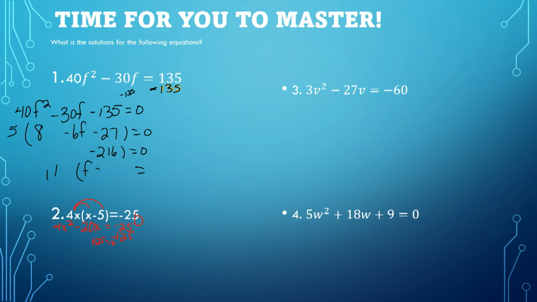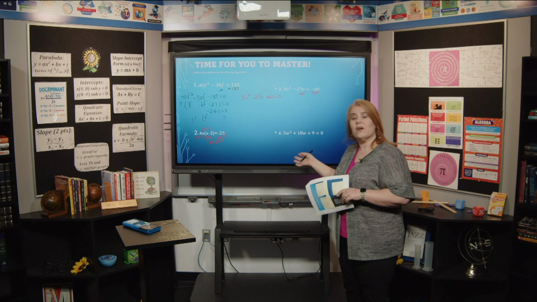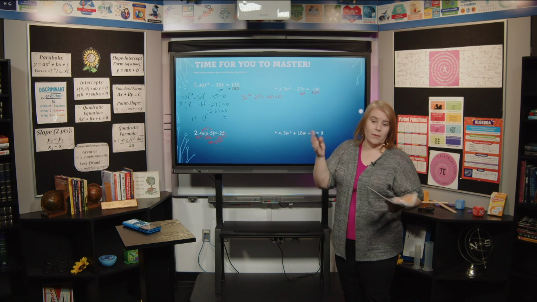So the first thing I'm going to do is add 60 on both sides. So I have 3v squared minus 27v plus 60 equals 0. At this point, I ask myself, I see that my a is more than 1, so I'm going to ask, do I have a greatest common factor? And if I do, what am I going to do with it?